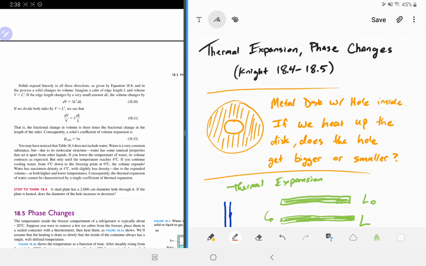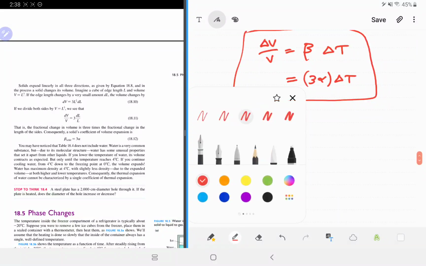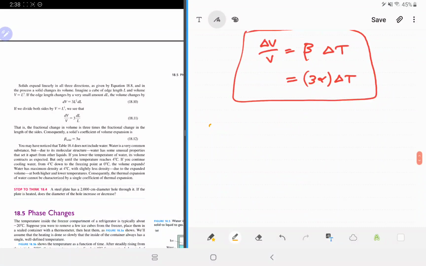Okay, so let's think about this 2 ways. So we're going to answer the original problem. We're going to have 2 different answers to this problem. So we're going to heat this up. Does the hole get bigger or smaller? So the first answer that I want you to think about is, what happens if we had a solid disk?